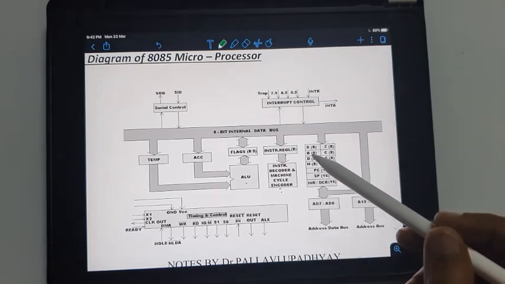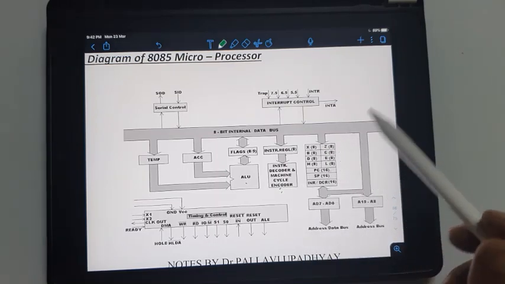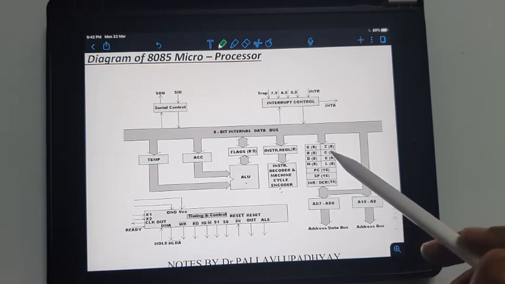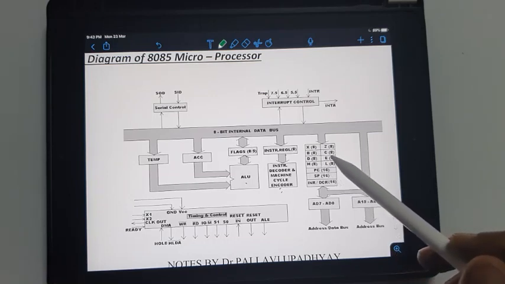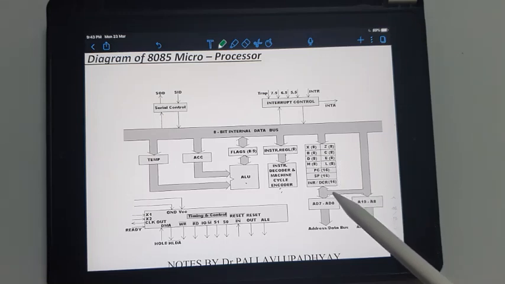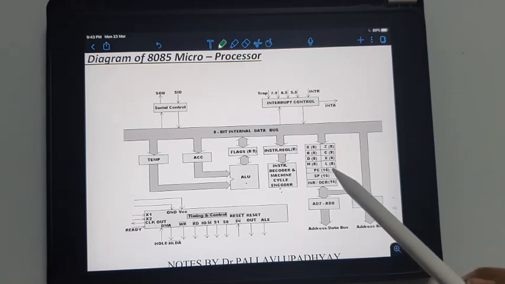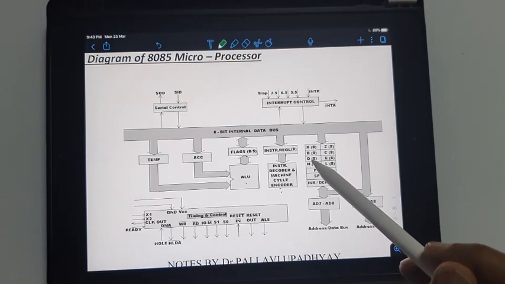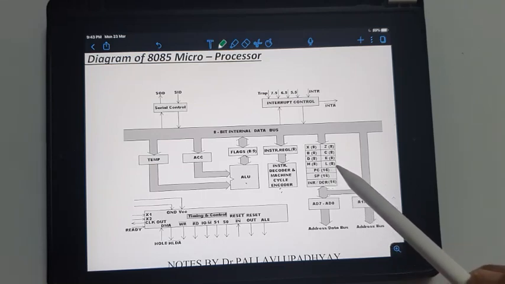So these are the general purpose registers. We'll ignore the W and Z. We'll start from BC, DE, and HL. Individually they are all 8-bit registers, but these general purpose registers can also be used in pair form. B can be paired with C, D can be paired with E, H can be paired with L.